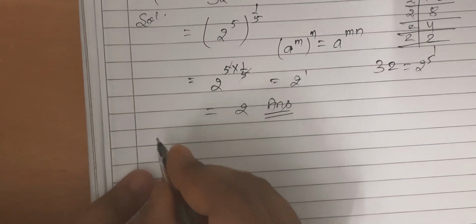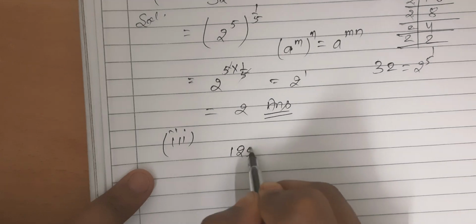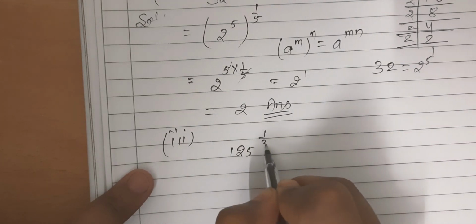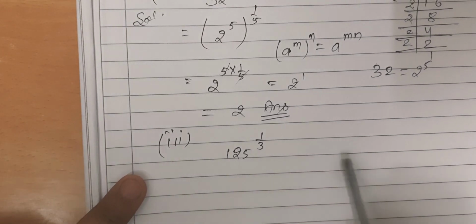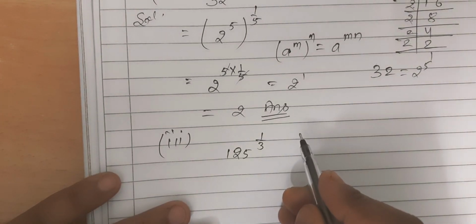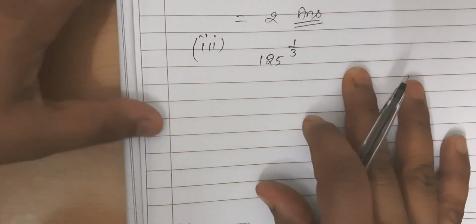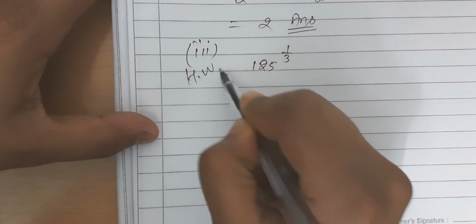And the next one is 125 raised to the power 1 by 3. So now I want you to solve this one. You just solve this one and check whether the answer is correct or not. So this is for homework. Let's move to the second question.